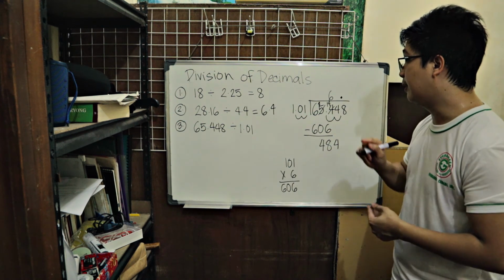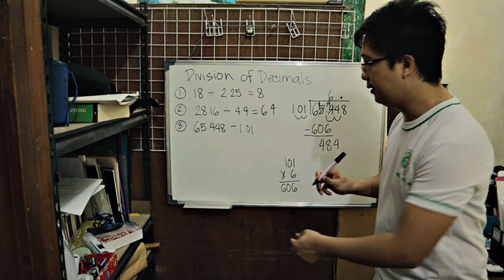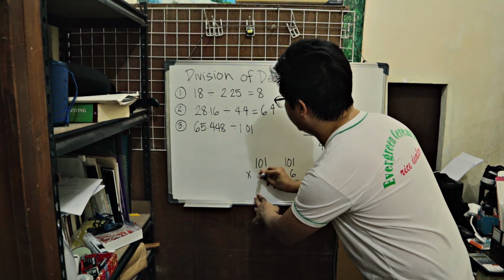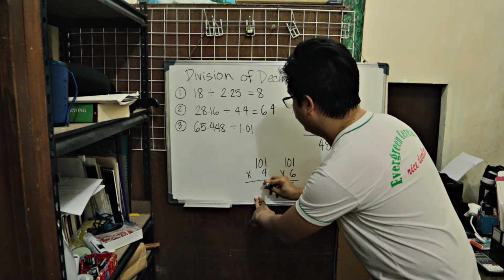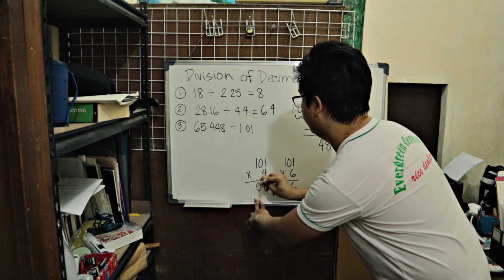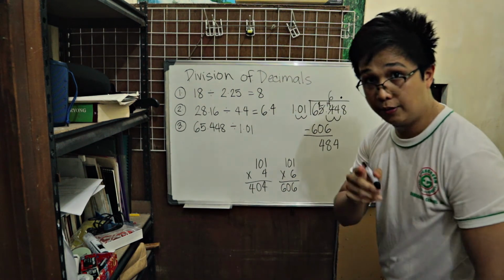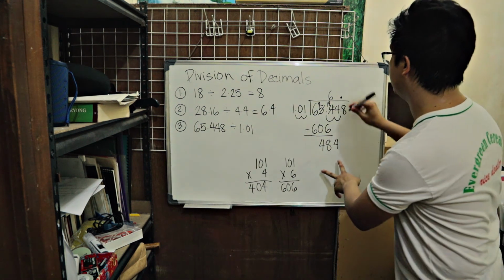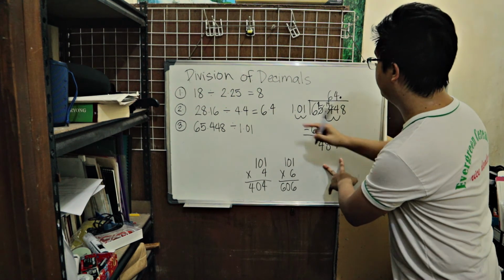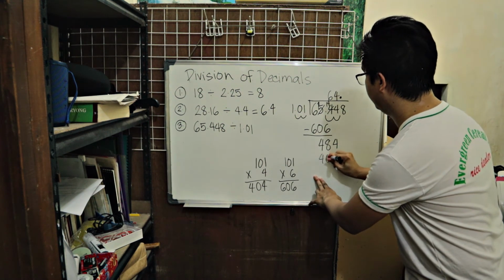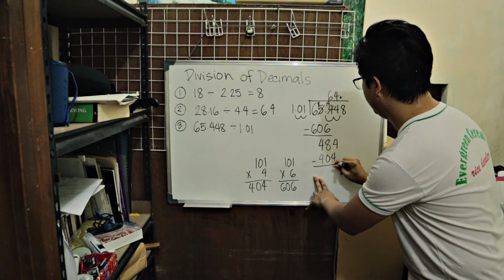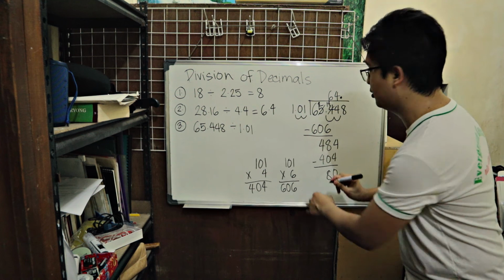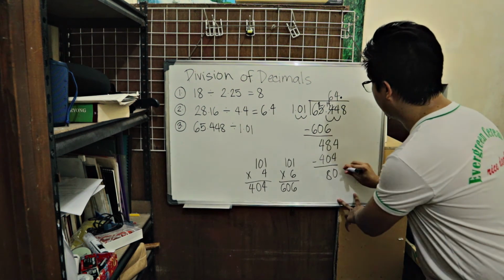484 divided by 101. Some of you already know the answer, pero in case nga hindi kita kabalo, 101 times 4 na siya. 4 times 1, 4. 4 times 0, 0. 4 times 1, 4. 404. And that is the closest to 484 nga wala naglapaw. So this is 4. 4 times 101, 404. I-minus na siya. 4 minus 4, 0. 8 minus 0, 8. 4 minus 4, 0. And then, bring down the 8.